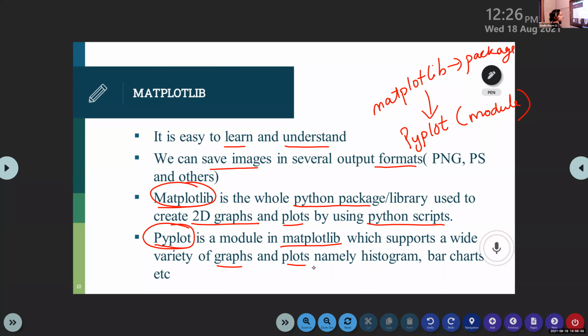When we are comparing matplotlib and pyplot, matplotlib is a package in Python and pyplot is a module in that package. Matplotlib is the whole Python package which has been used to create 2D graphs and plots by using Python scripts. While coming to pyplot, it is a module in that package which supports a wide variety of graphs and plots.